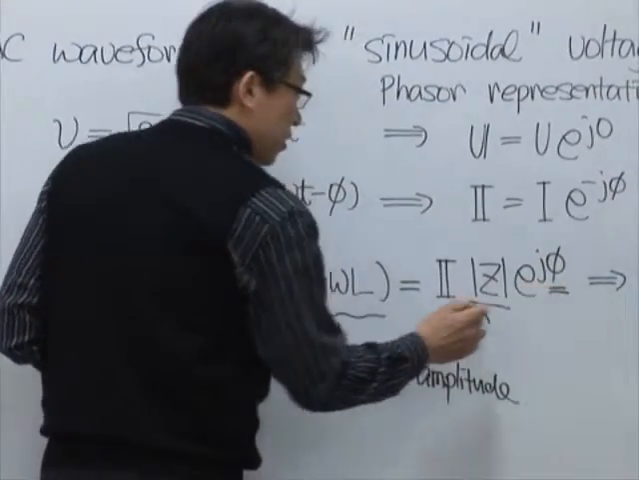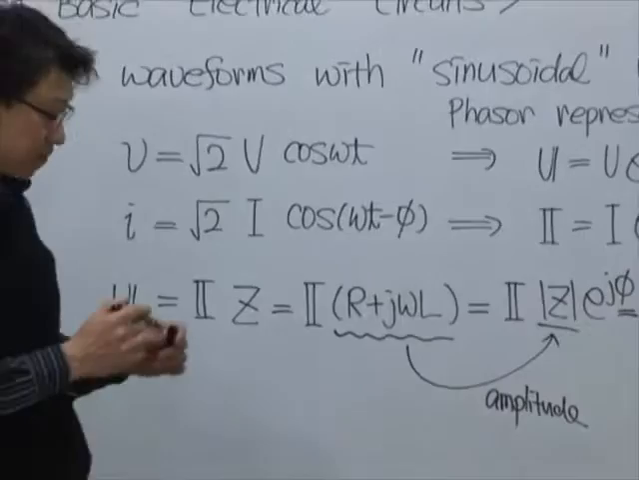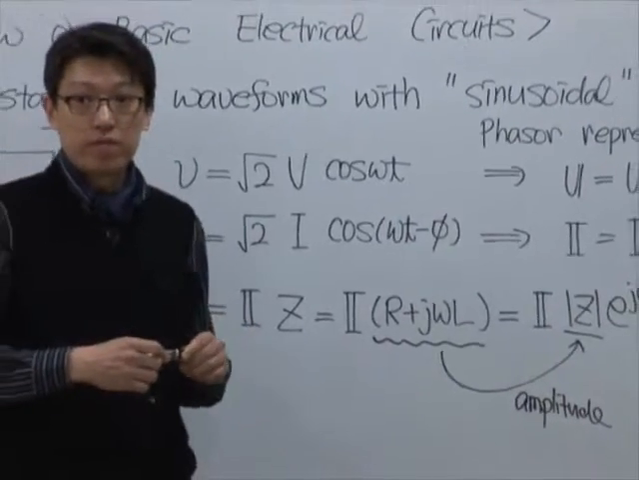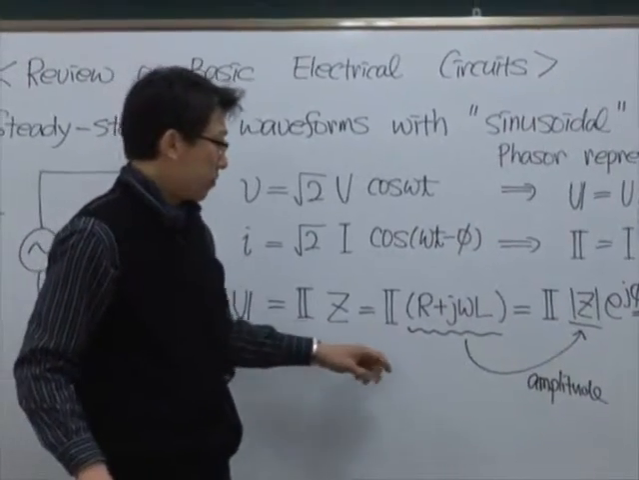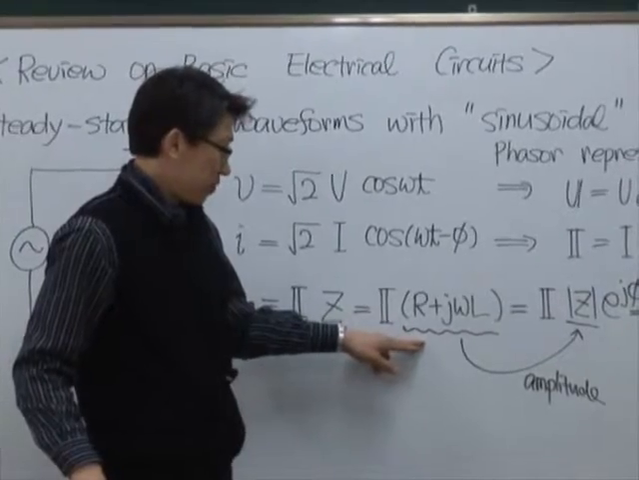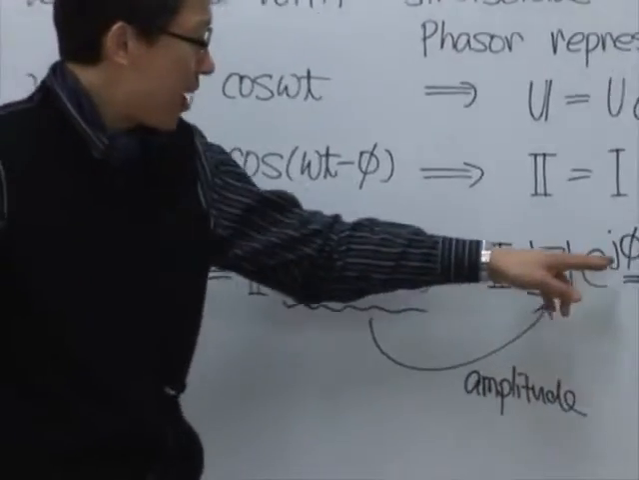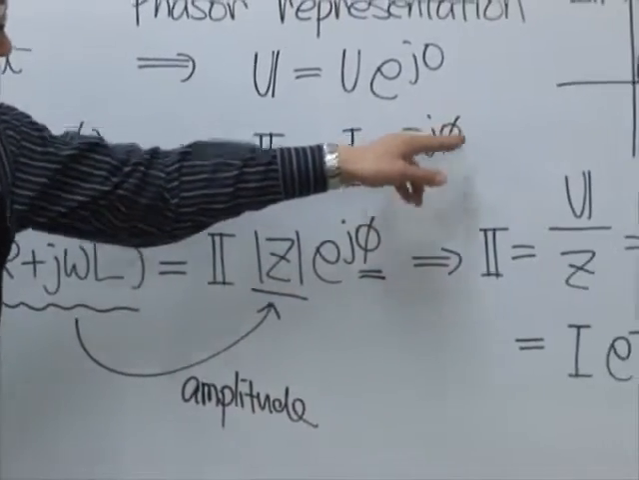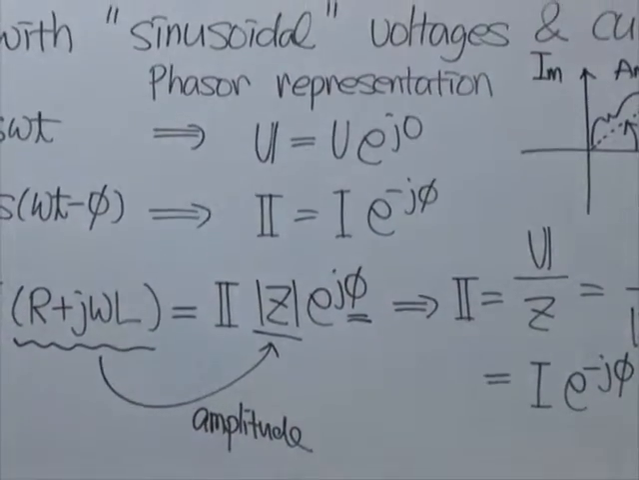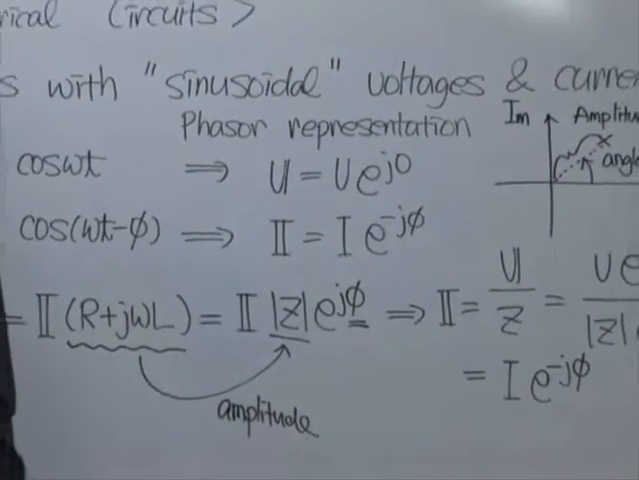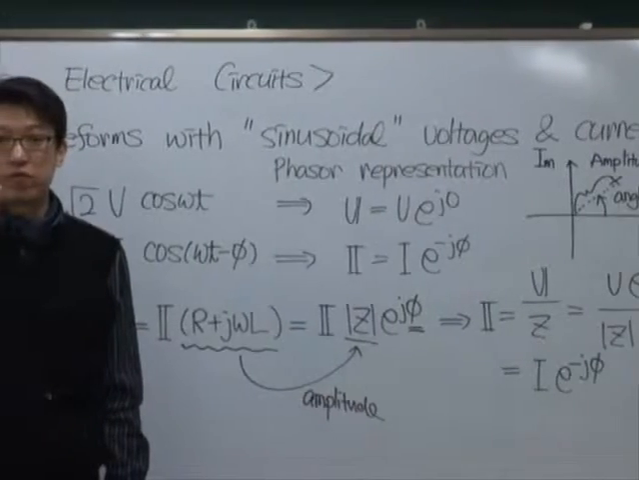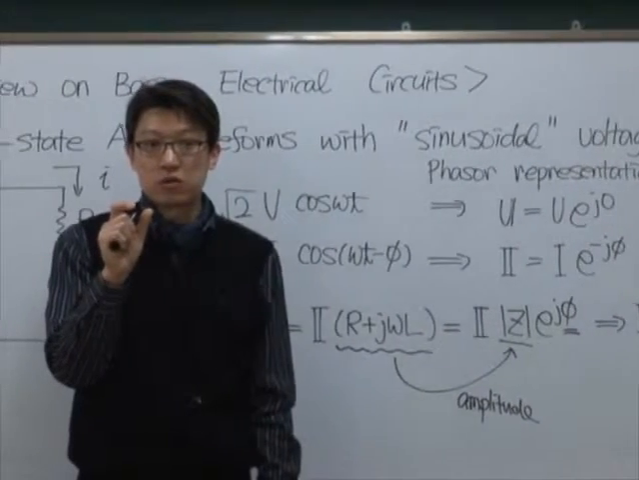And this phi is phase. Okay? Now, we happen to have the same angle, phi and this phi. But everybody knows that the impedance angle is the same as the angle difference between the voltage and current.